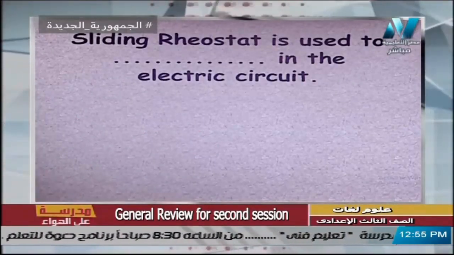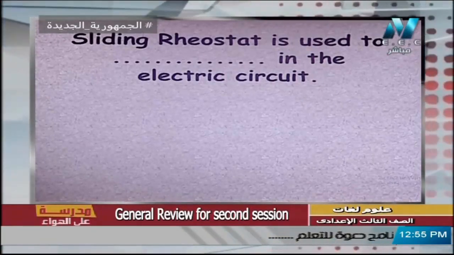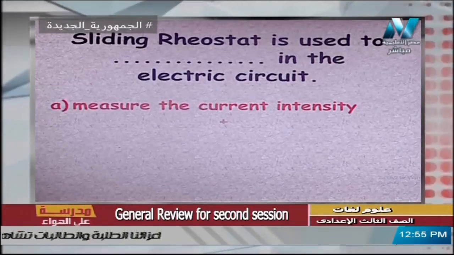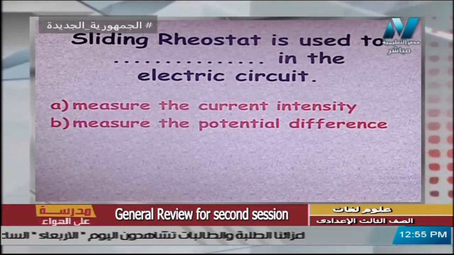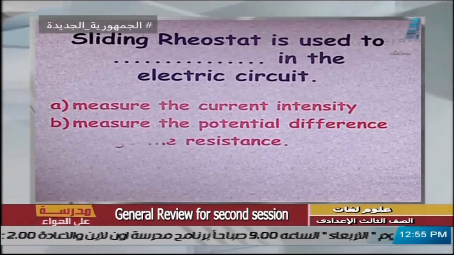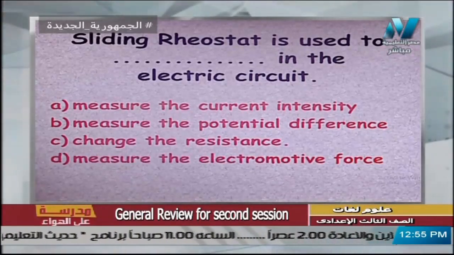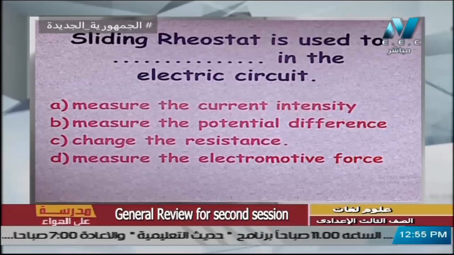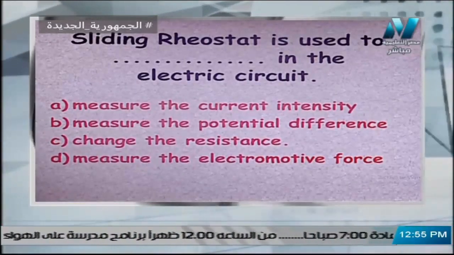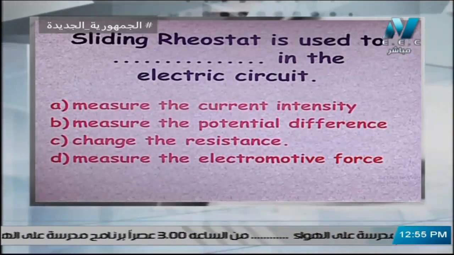Sliding rheostat is used to what in the electric circuit? Measure the current intensity, measure the potential difference, change the resistance, or measure the electromotive force. Of course here it is very clear. Sliding rheostat is used to change the resistance, or control the resistance in the electric circuit.